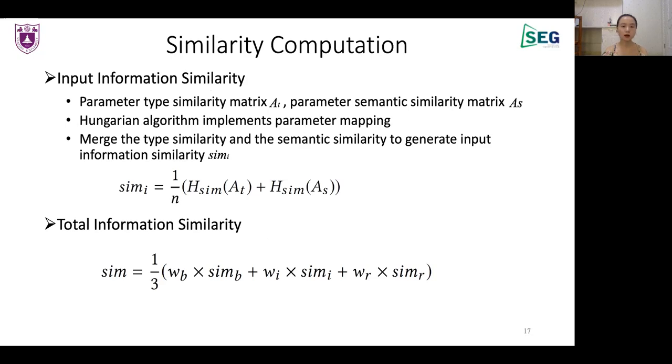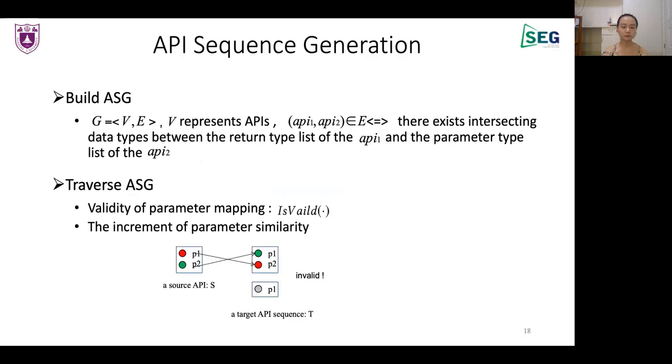And then we use the Hungarian algorithm to maximize the similarity to implement parameter mapping. Finally, we merge the type similarity and the semantic similarity to generate input information similarity. The process of output information similarity is similar to the process of input information similarity. Finally, we use a weighted summation to obtain total information similarity.